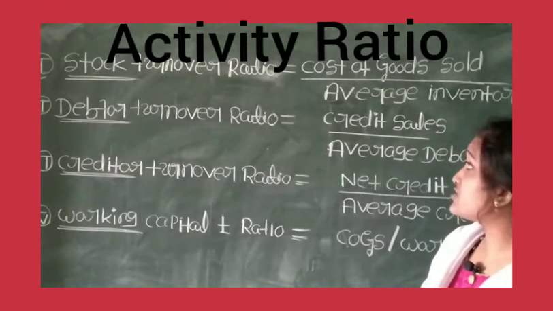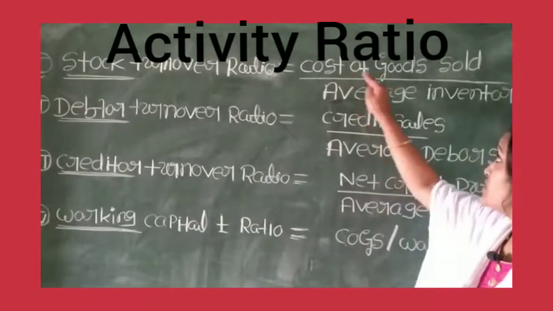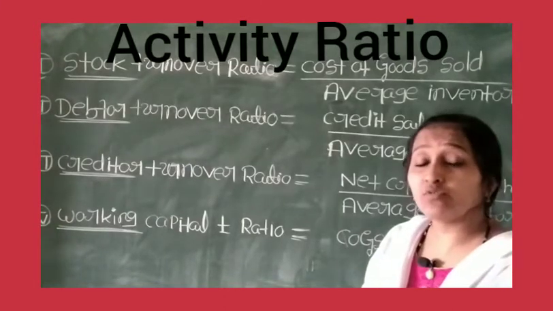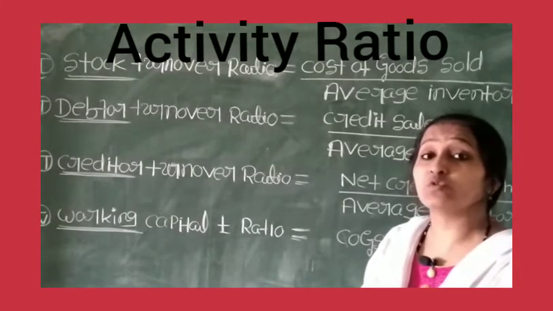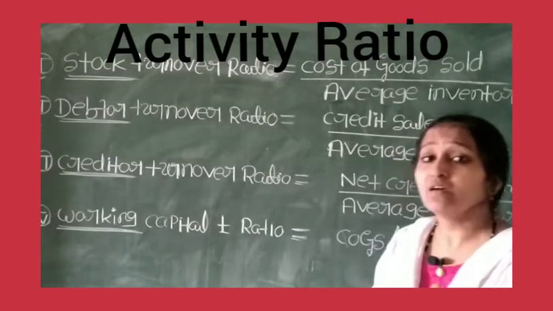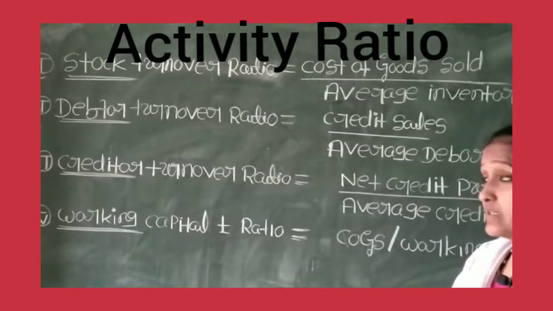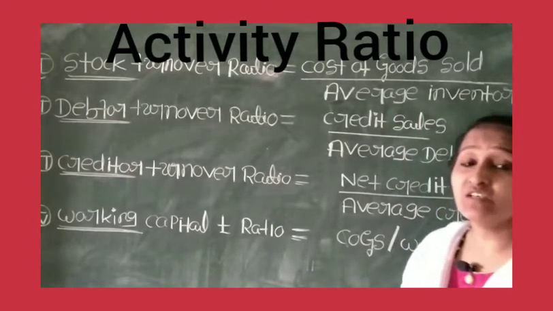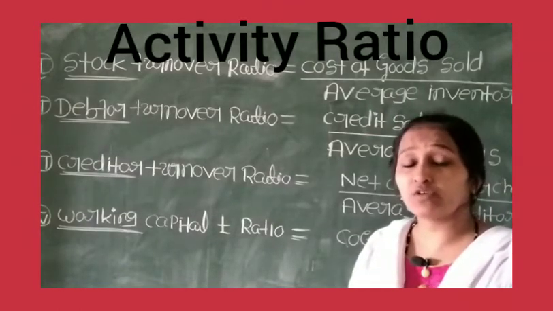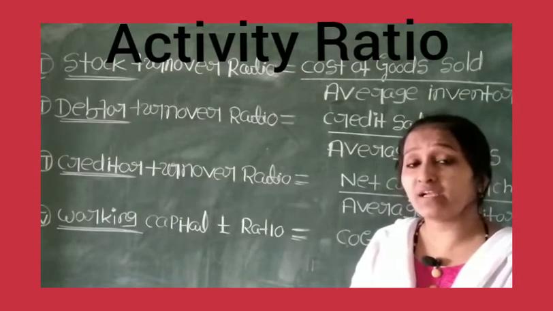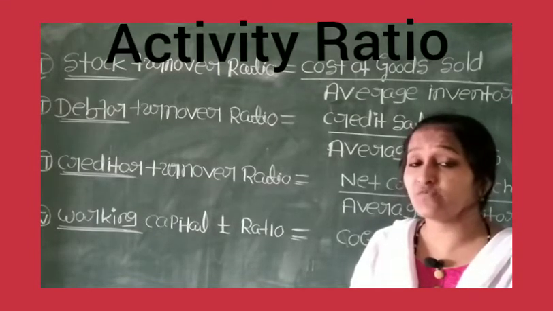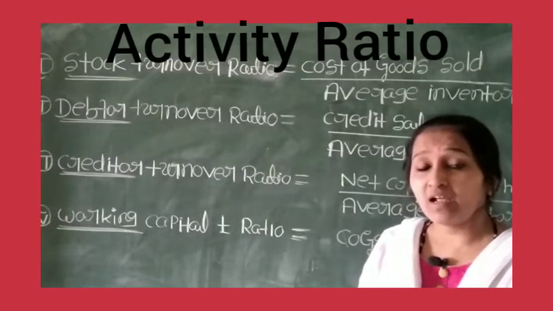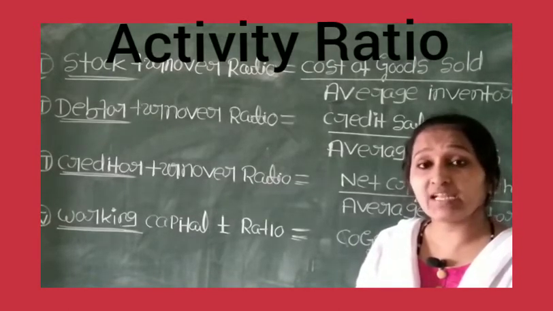So what is the stock turnover ratio formula? Cost of goods sold, exactly what I already told you. Here we will come to know how much cost of goods sold is done by the company. The denominator we are going to use is average inventory. When we talk about average inventory, we should take both opening and closing inventory: how much we had at the beginning of the accounting period, and also how much we have at the end of the year.